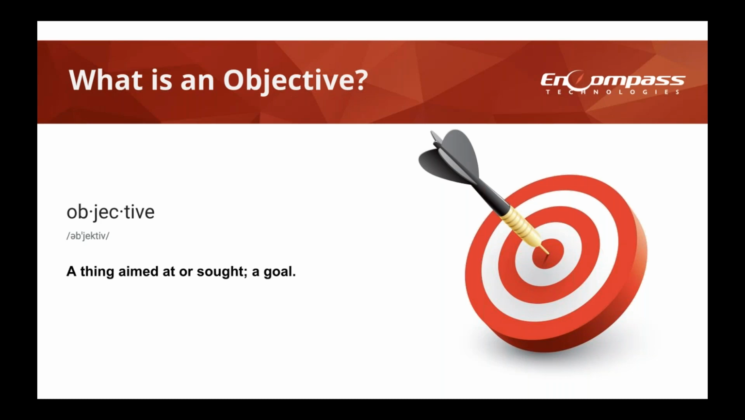And what I've posted on this slide here is just a quick little definition of what an objective is from Google. And the result that we got is a thing aimed at or sought, a goal. And that's exactly what I tell people objectives are in Encompass. It's something for someone to do. It's an actionable item.